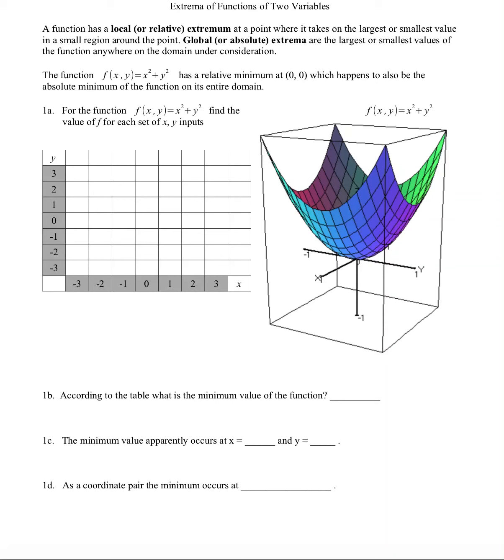A function has a local extremum at a point where it takes on the largest or smallest value in a region around that point. Global extrema are the largest or smallest values of the function anywhere on the domain.